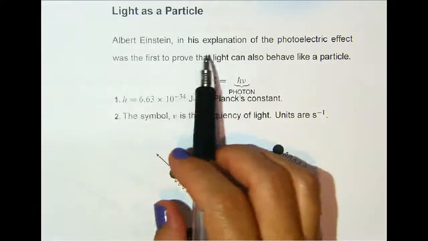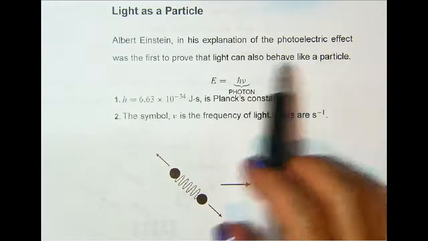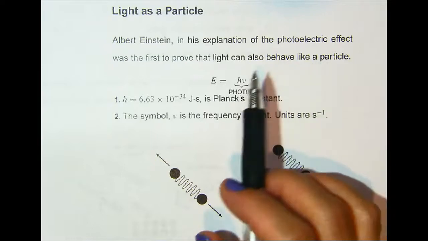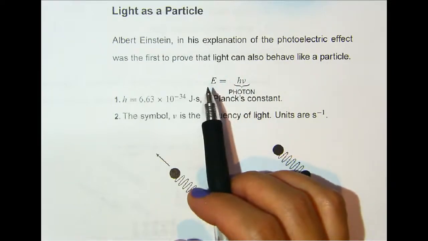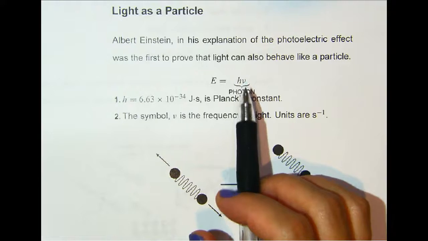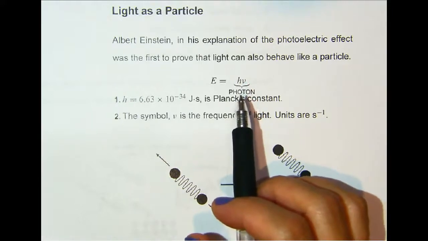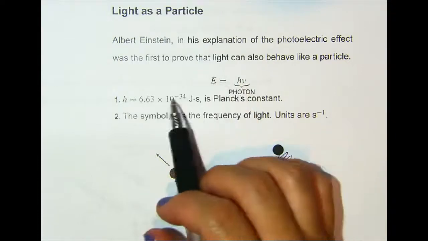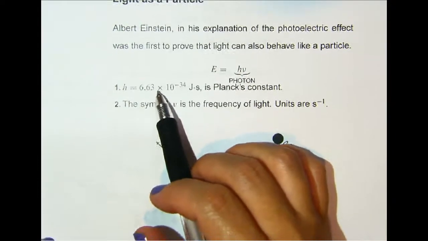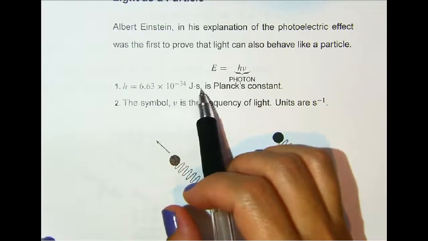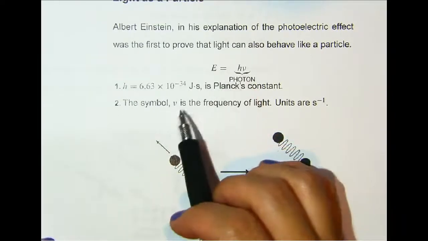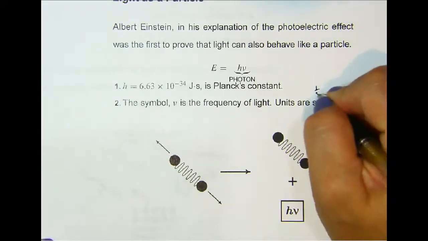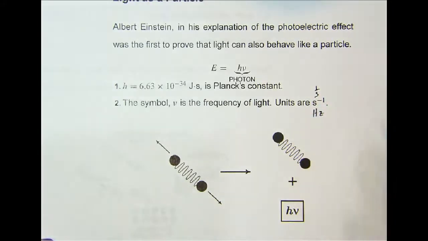Albert Einstein, in his explanation of the photoelectric effect, was the first to prove that light can also behave like a particle. So here's the equation for energy as it relates to frequency of a particle of light, which is called a photon. Energy is equal to Planck's constant, which is h, 6.63 times 10 to the negative 34 joule seconds, times frequency, which has to be in units of s to the negative 1 or 1 over seconds or in hertz.